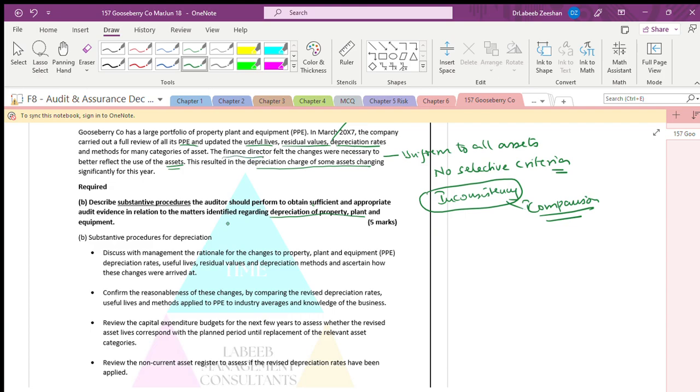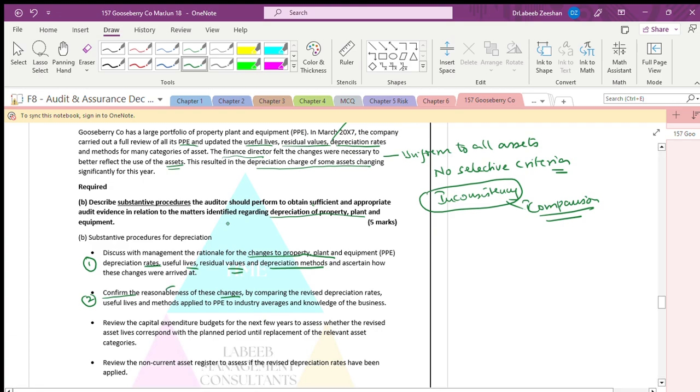What are the substantive procedures we have to do? The first one, discuss with the management the rationale for the changes in the property in terms of rates and in terms of life. You have to discuss. Then they will give you clear instructions about the reason behind doing this, and ascertain how these changes are varied. Second, confirm whether these changes are reasonable.